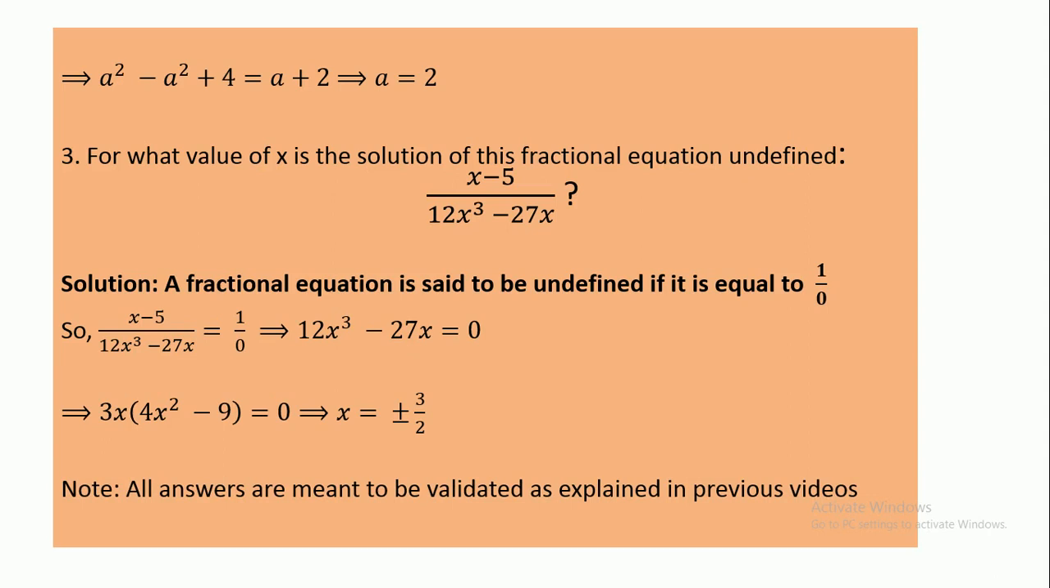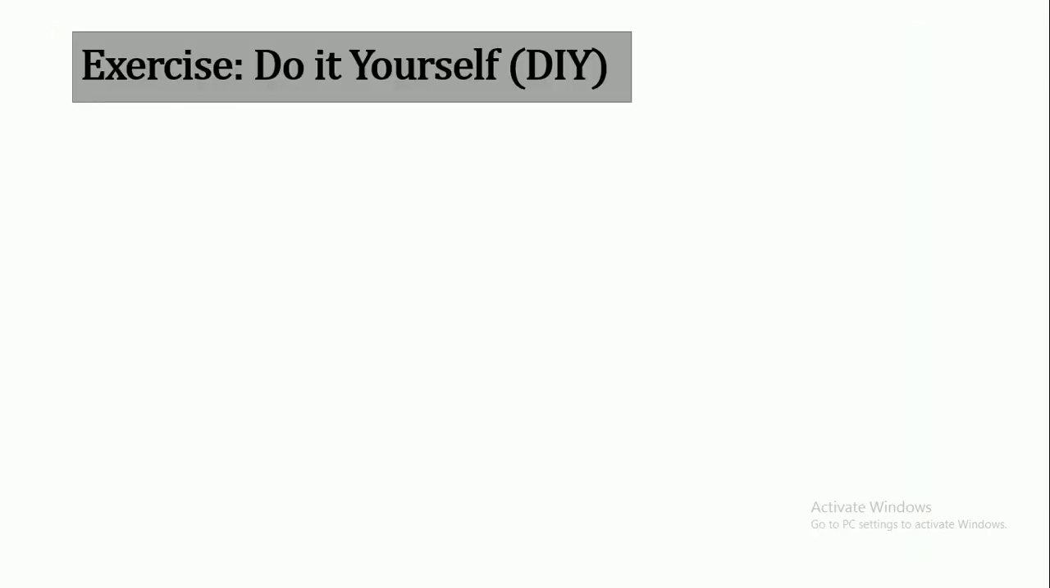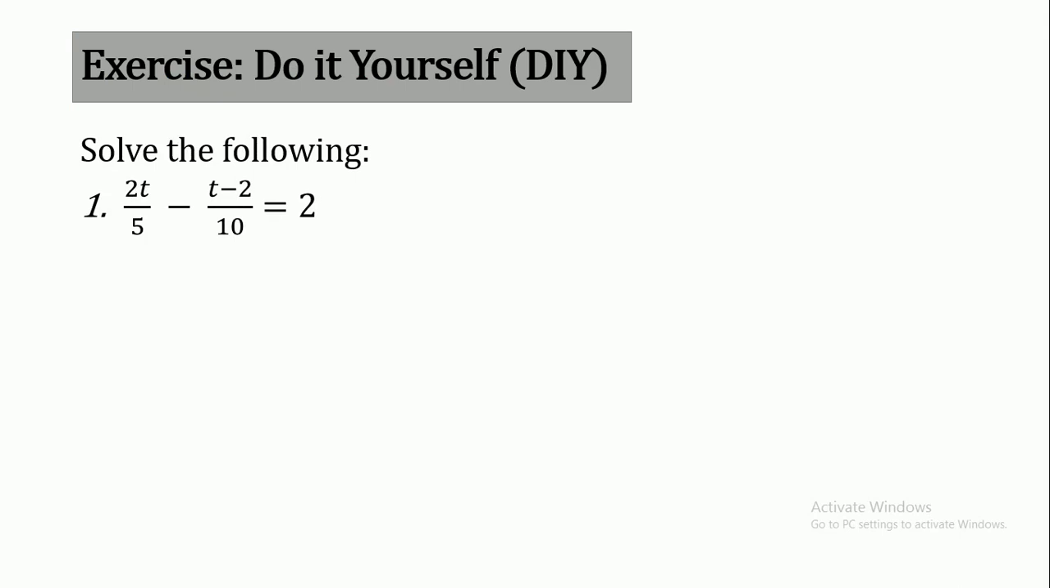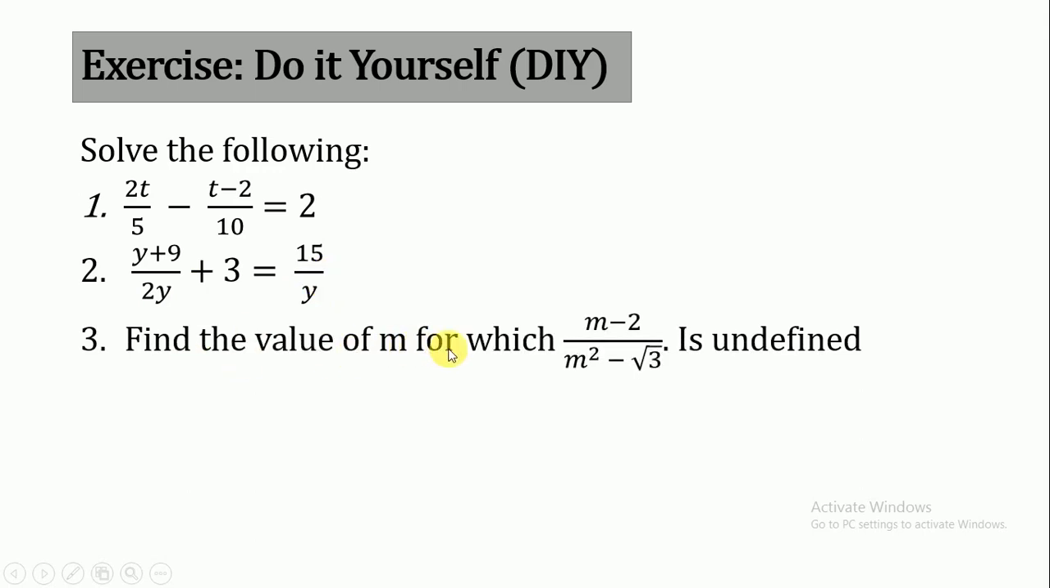So before I go, I have some do-it-yourself questions for you. At your leisure time, try to solve the following. We have 2t minus 5 minus t minus 2t divided by 5 minus t minus 2 divided by 10 is equal to 2. We also have another one, y plus 9 divided by 2y plus 3 is equal to 15 over y. And also, find the value of m for which m minus 2 divided by m squared minus root of 3 is undefined.